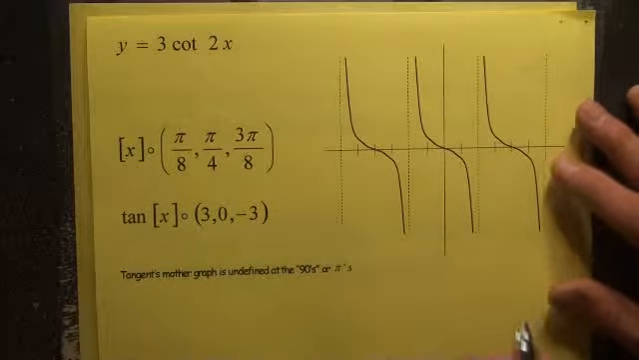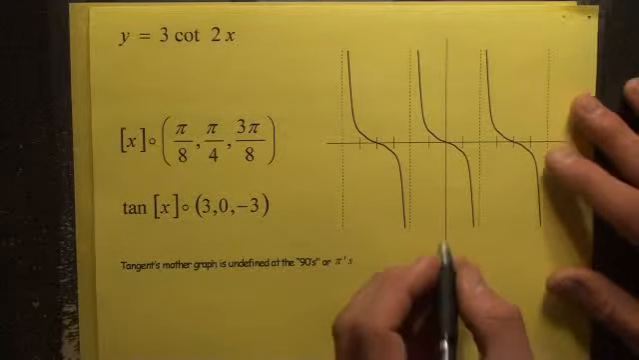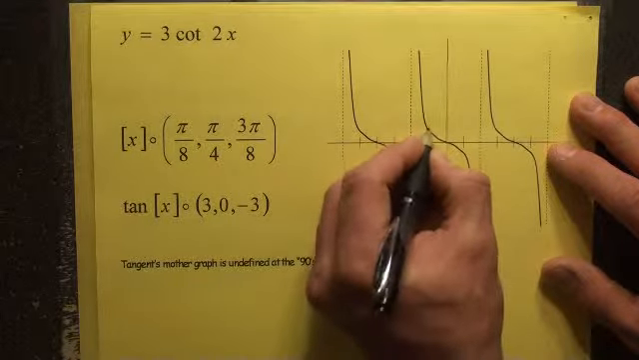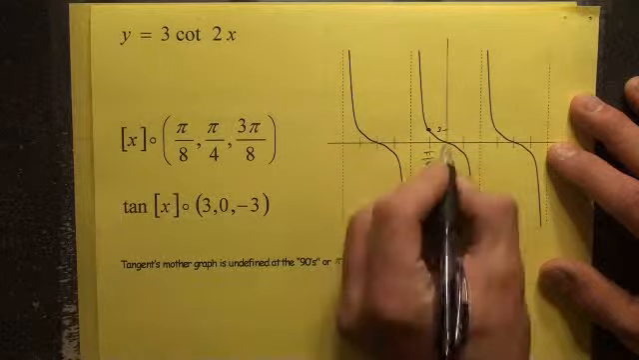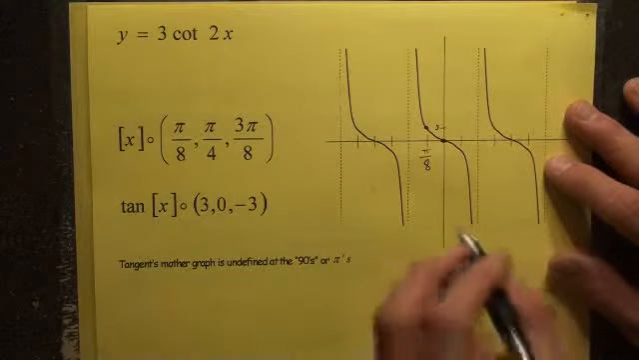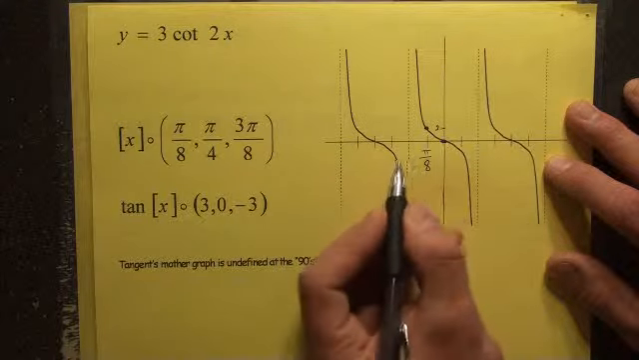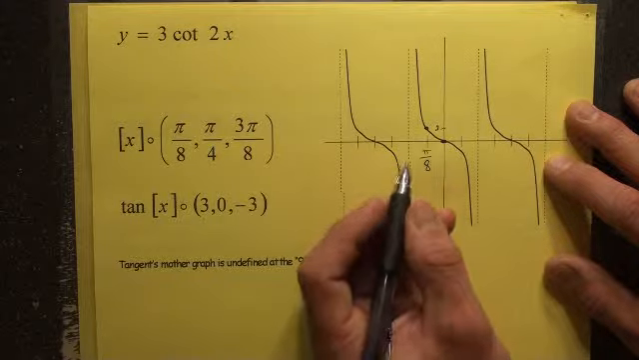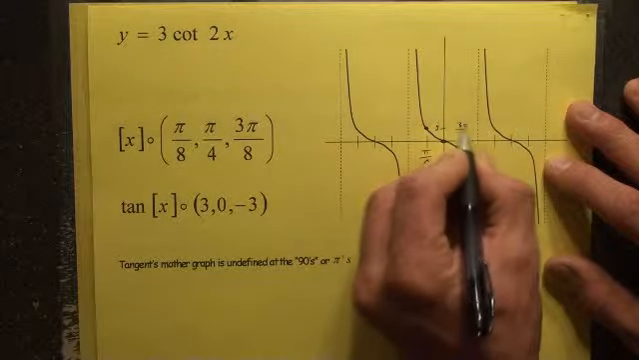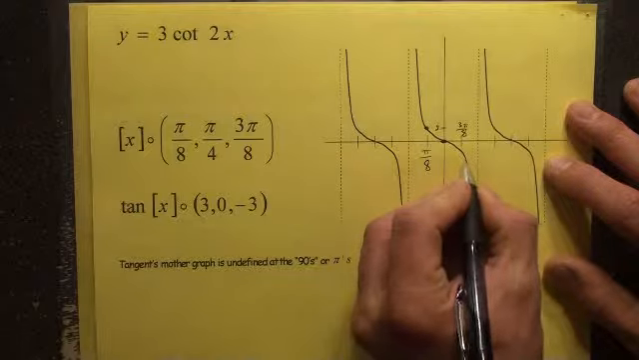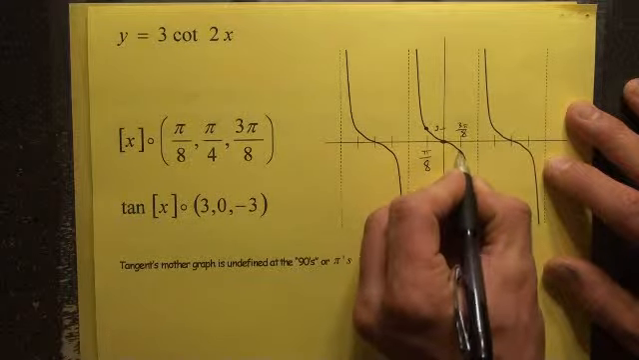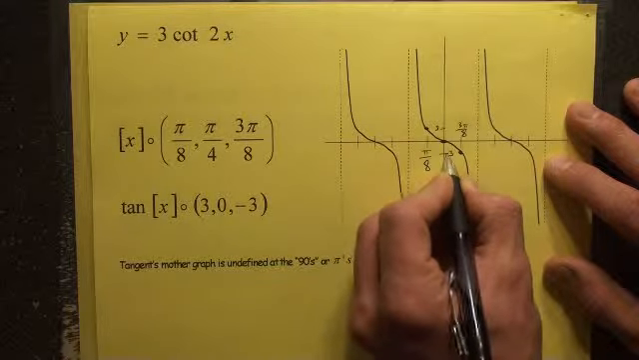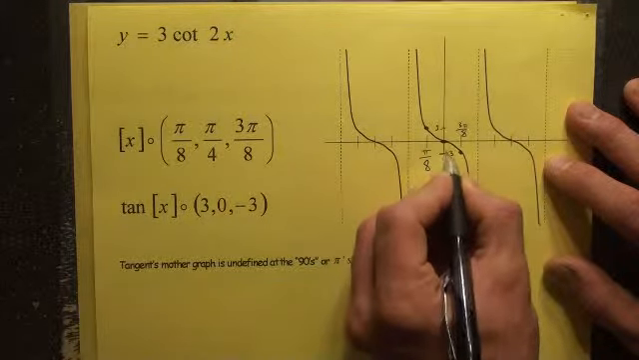So then we end up with pi over 8 now, comma, 3. Alright, that's a 3. There's your 0 at pi over 4. And then 3 pi over 8 would be right here, and that would be at negative 3 in this case. There you go, put the negative here.